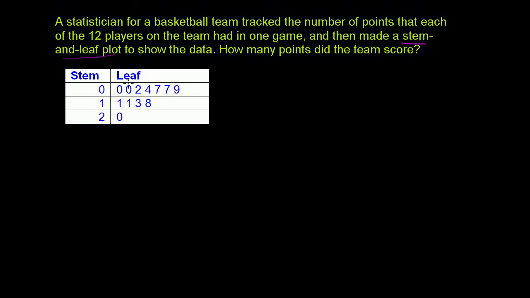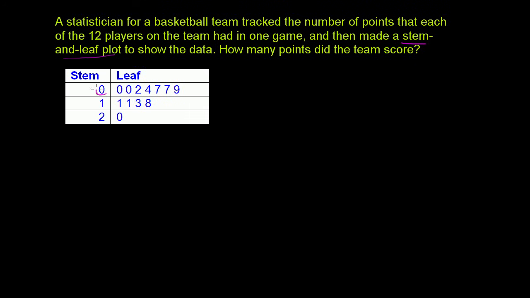Usually the leaf will contain the rightmost digit, the ones digit, and the stem will contain all of the other digits. What's useful about this is it gives a distribution of where the players were. You see that most of the players scored points that started with a 0, a few more scored points that started with a 1, and only one scored points that started with a 2, and it was actually 20 points. So let me write down all of this data in a way that you might be more used to understanding.